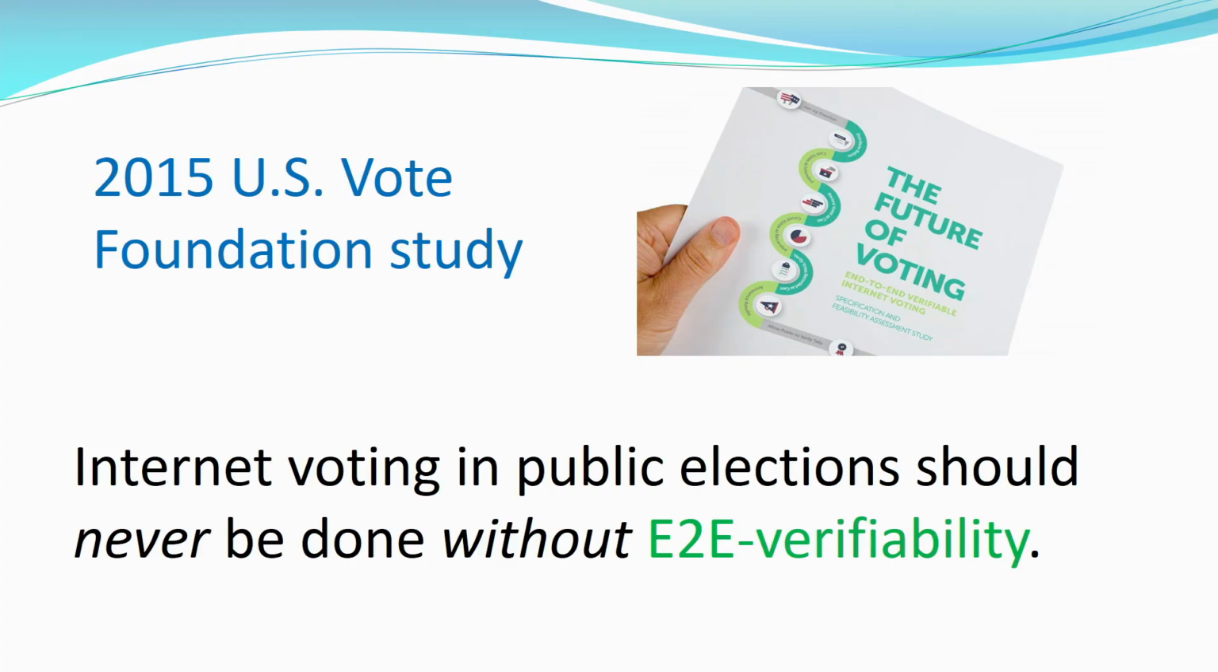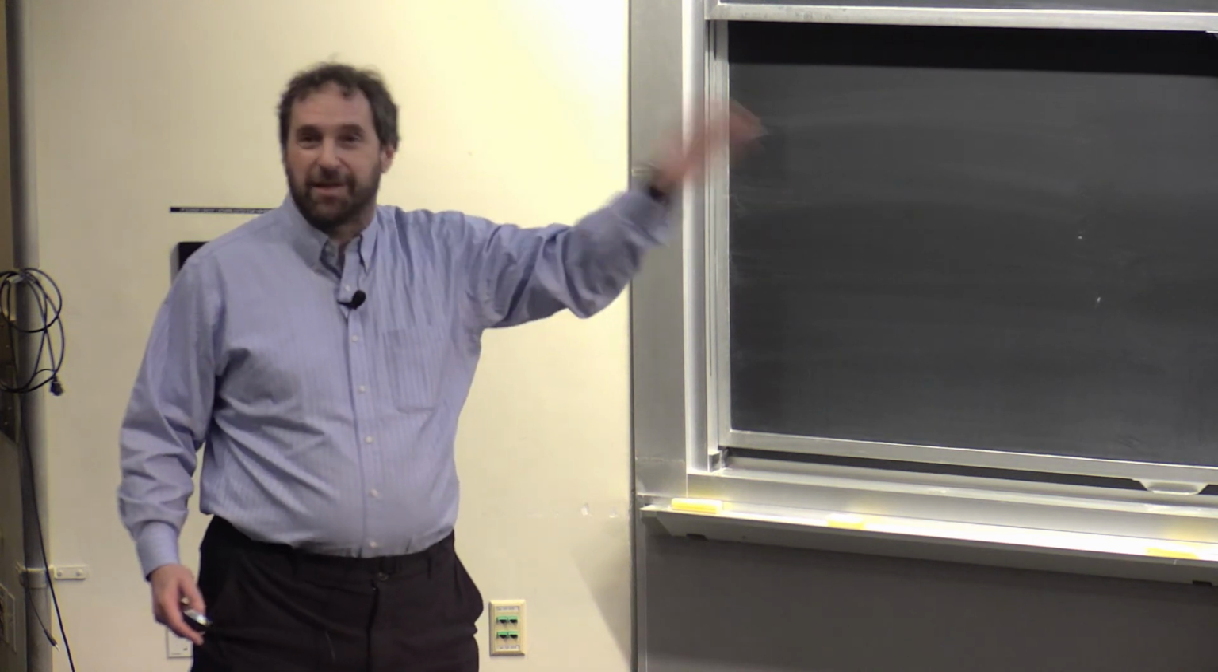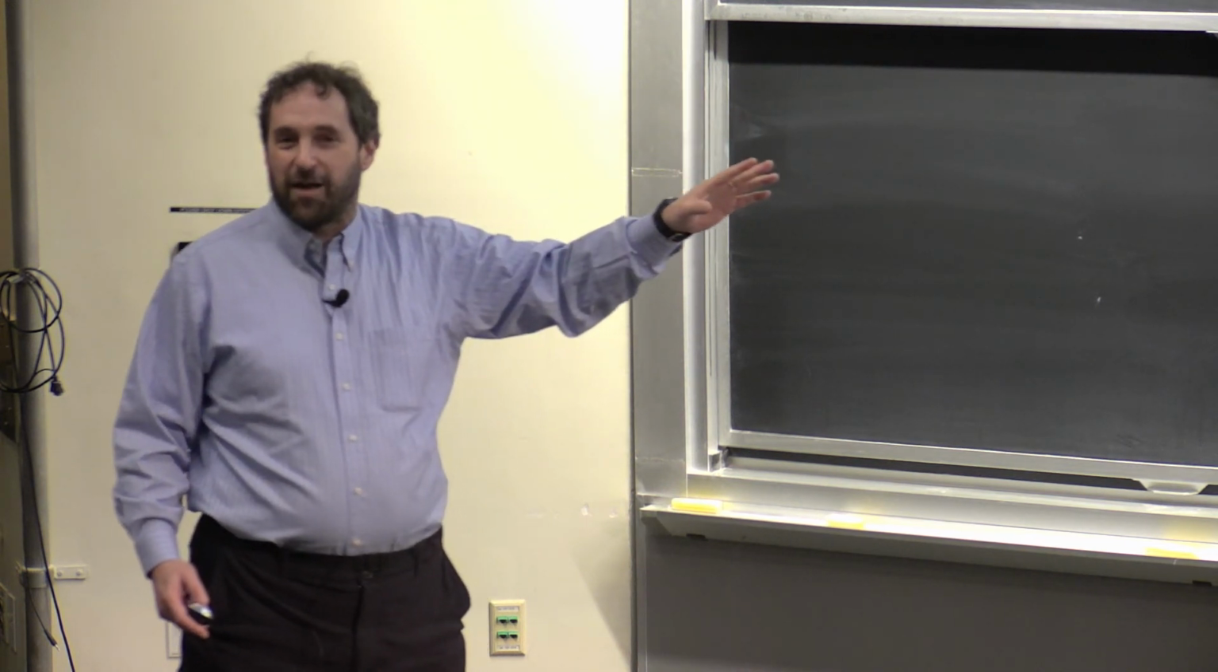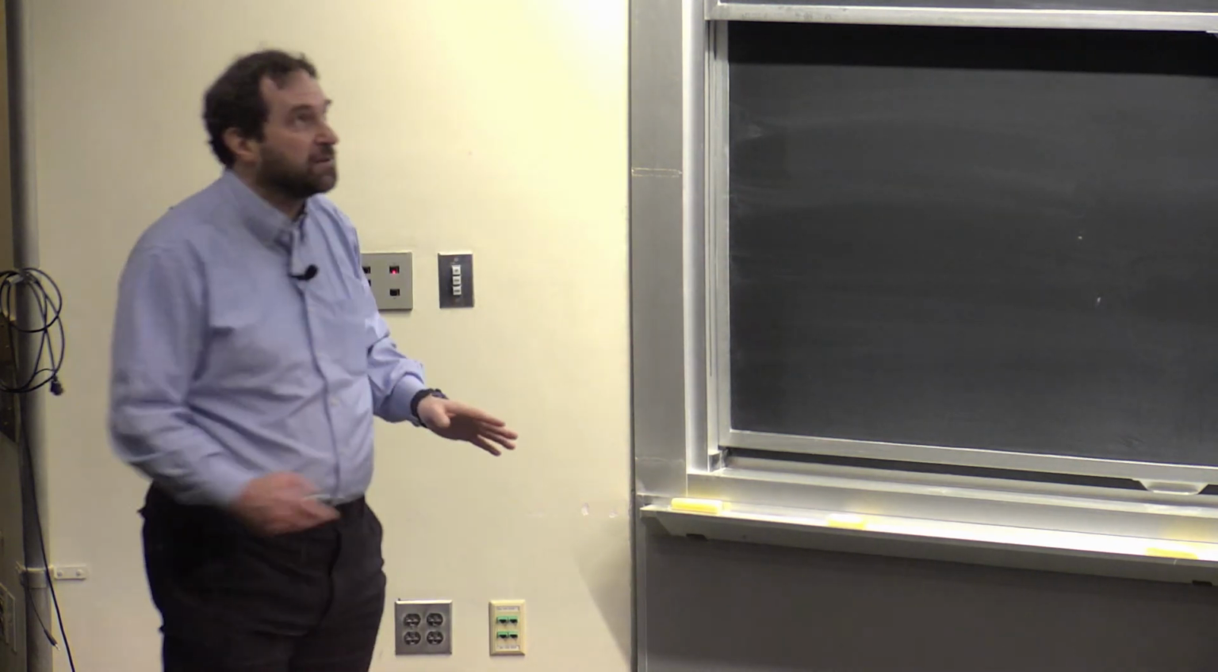Okay, I'll quickly say, a few years ago, the US Vote Foundation published a study looking at end-to-end verifiability in the context of internet voting. The conclusions were you should never do internet voting without end-to-end verifiability, but you shouldn't be doing internet voting in public elections today. Even with end-to-end verifiability, we're not ready for it. There are several other significant problems to be addressed.